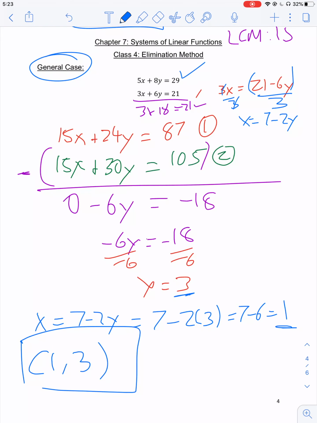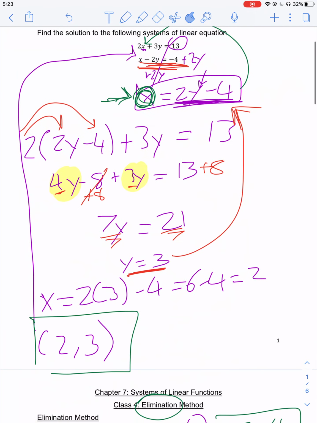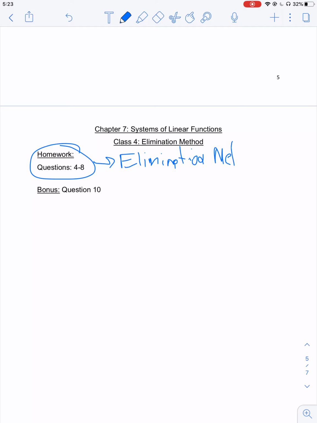Again, for those of you who understood these 4 example questions that I did, sorry for the long video, you guys are good. You can just go ahead and do the homework questions. So do questions 4, 5, 6, 7, and 8. This would be in this section, underneath the heading elimination method. Do questions 4 to 8.